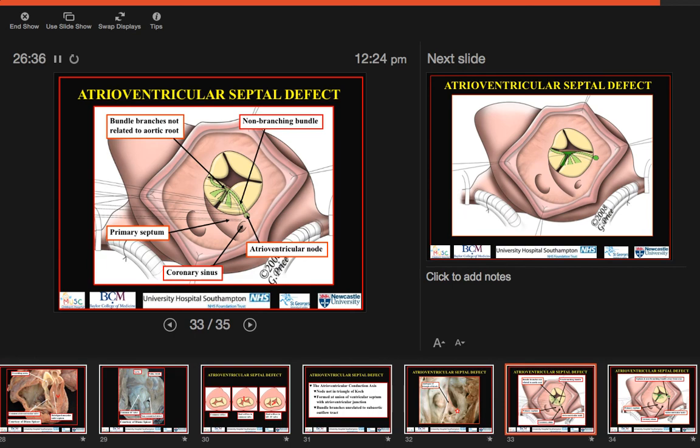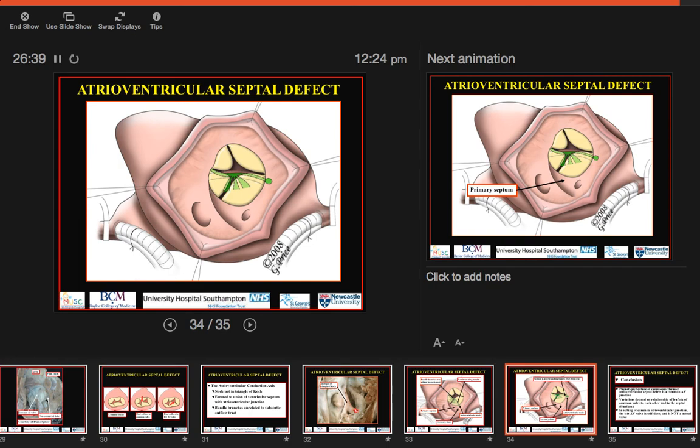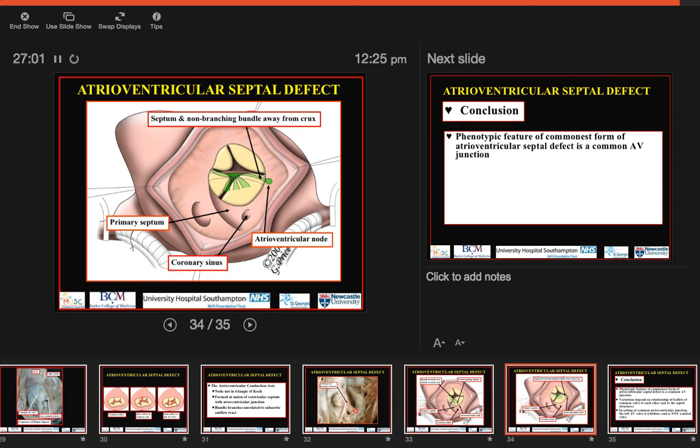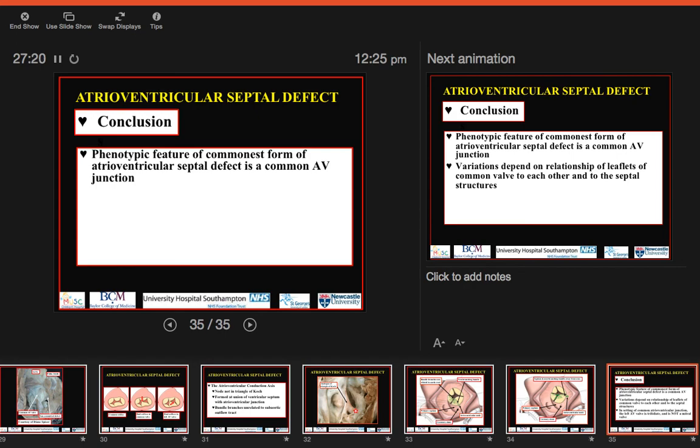But when we have left ventricular dominance, there is malalignment between the primary atrial septum and the ventricular septum. And that means the coronary sinus is no longer a guide to the location of the conduction system. And instead, the septum and the non-branching bundle meet the atrioventricular junction away from the crux. And that is where we find the atrioventricular node. So the key to finding the atrioventricular node is to find the point at which the ventricular septum meets the atrioventricular junction. So that is the conclusion of my PowerPoint presentation to you.